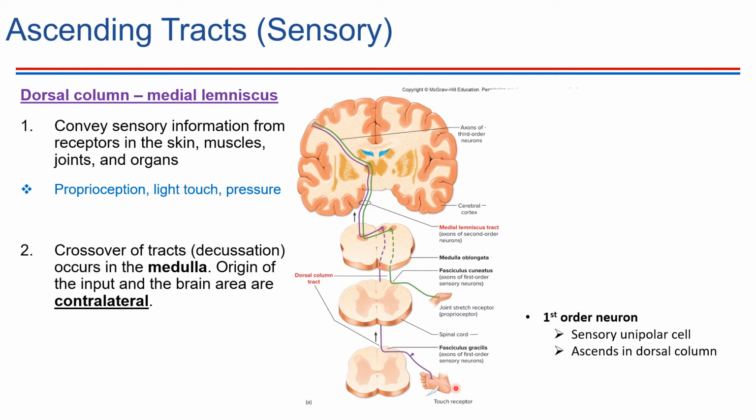So these are first order, coming all the way. So it's a nerve that's stretching from your big toe, and it's going to go all the way up to your brainstem. That's one neuron.